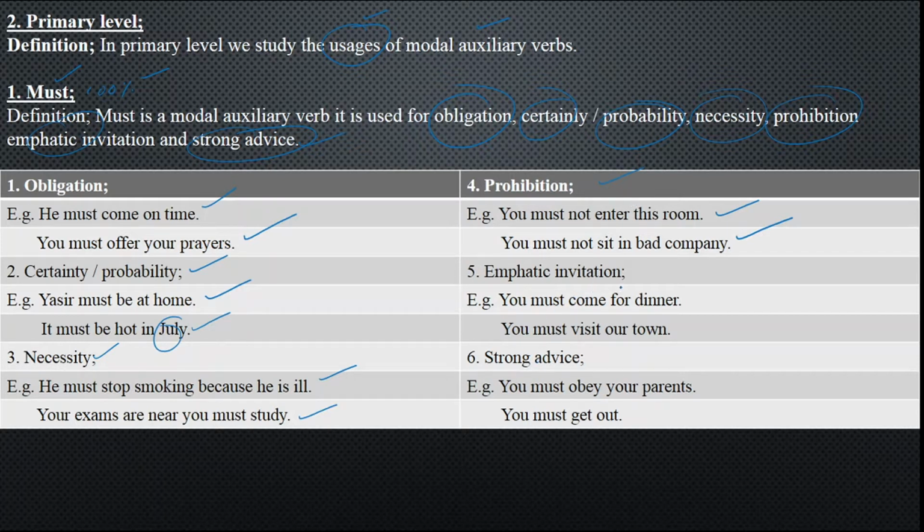And next we have emphatic invitation. Now you are emphasizing someone and inviting him to a party or something, then you say, you must come for dinner. This is emphatic invitation. One is a simple invitation, you should come, but if I say you must come, then it is a sort of insisting to someone that you need to come and attend the function or party.